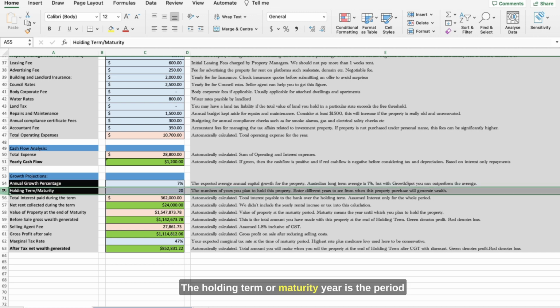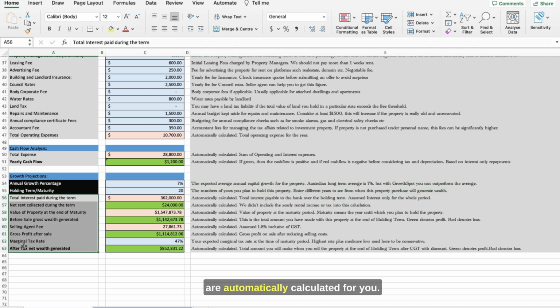The holding term or maturity year is the period till when you plan to keep the property. If you plan to hold this property forever, please enter a hypothetical figure. Let's assume you will have this property for 20 years before selling. Based on these two inputs for growth percentage and holding term, all the other growth projections are automatically calculated for you.